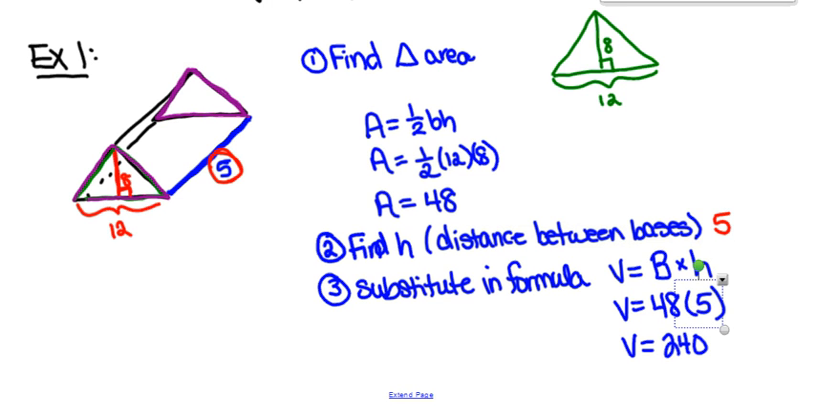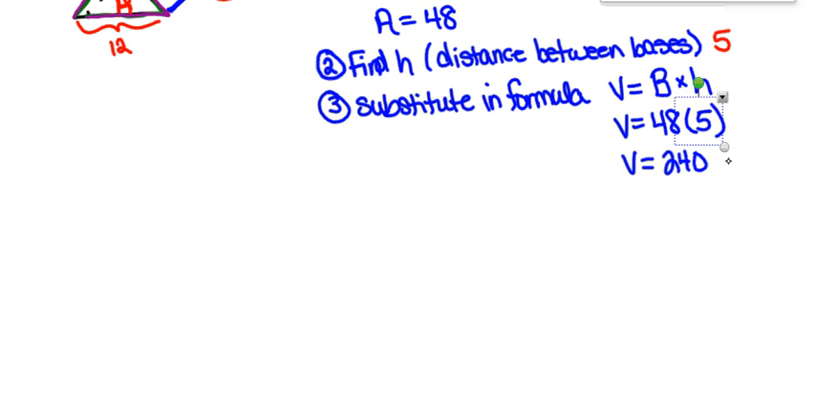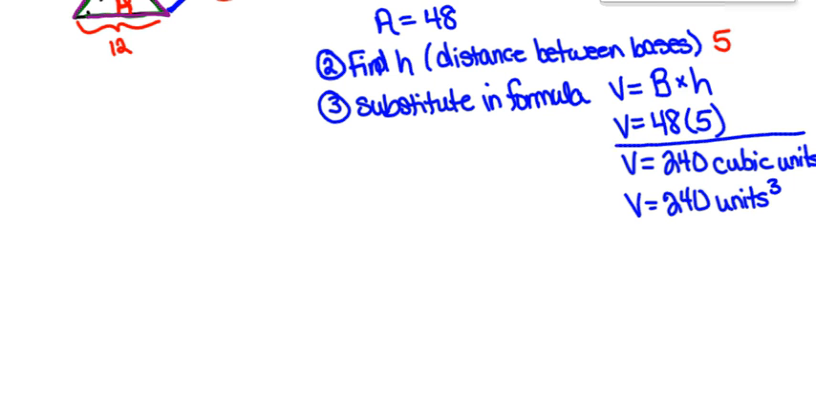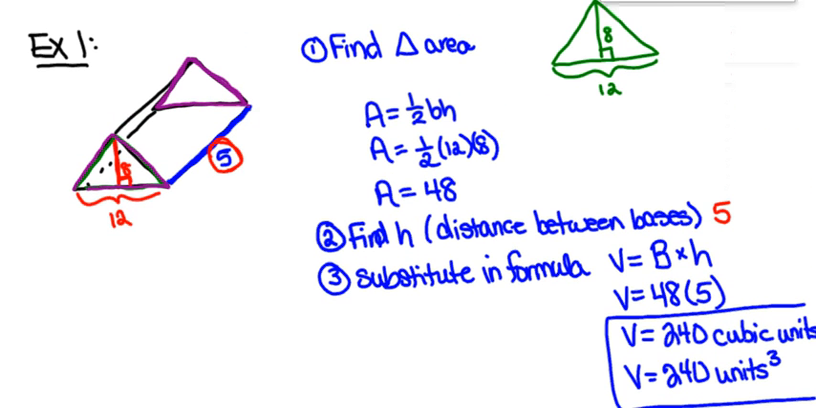We weren't given units for this problem, so I can either say that this is cubic units, or I can say volume is equal to 240 units cubed. Either one of those would be a nice acceptable way to write that answer. The important thing to note is that it's the same 3 steps every time. We find the area of the triangle, we find the distance between the two bases, and then we substitute into the formula. Always the same 3 steps.